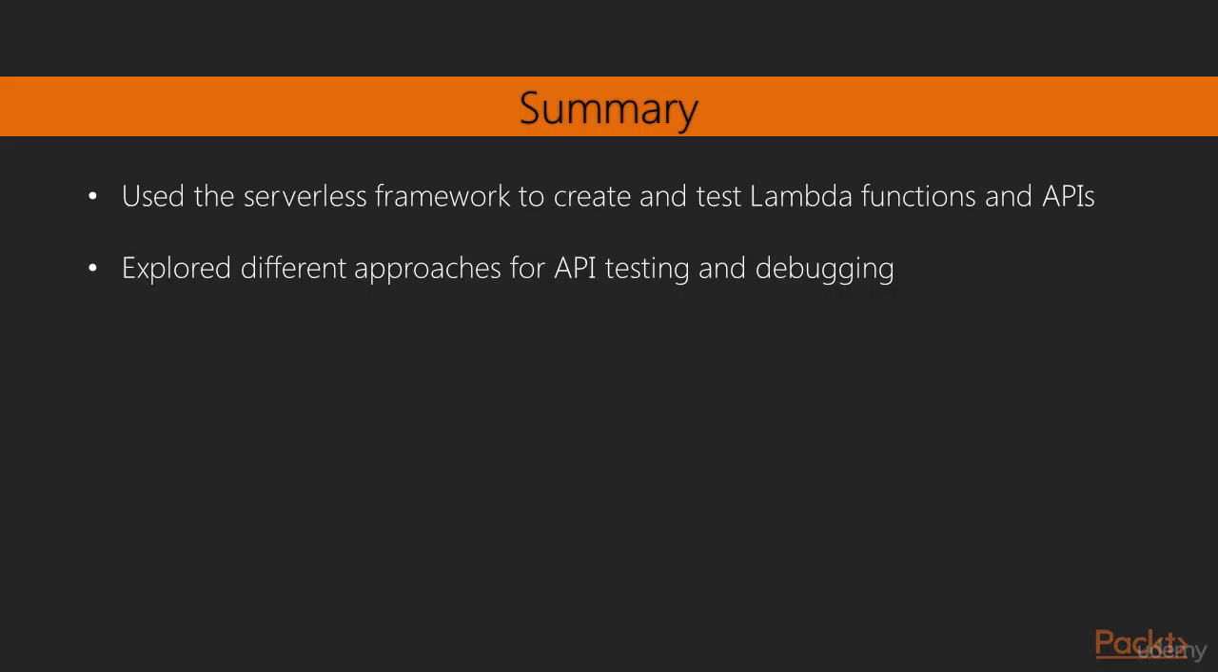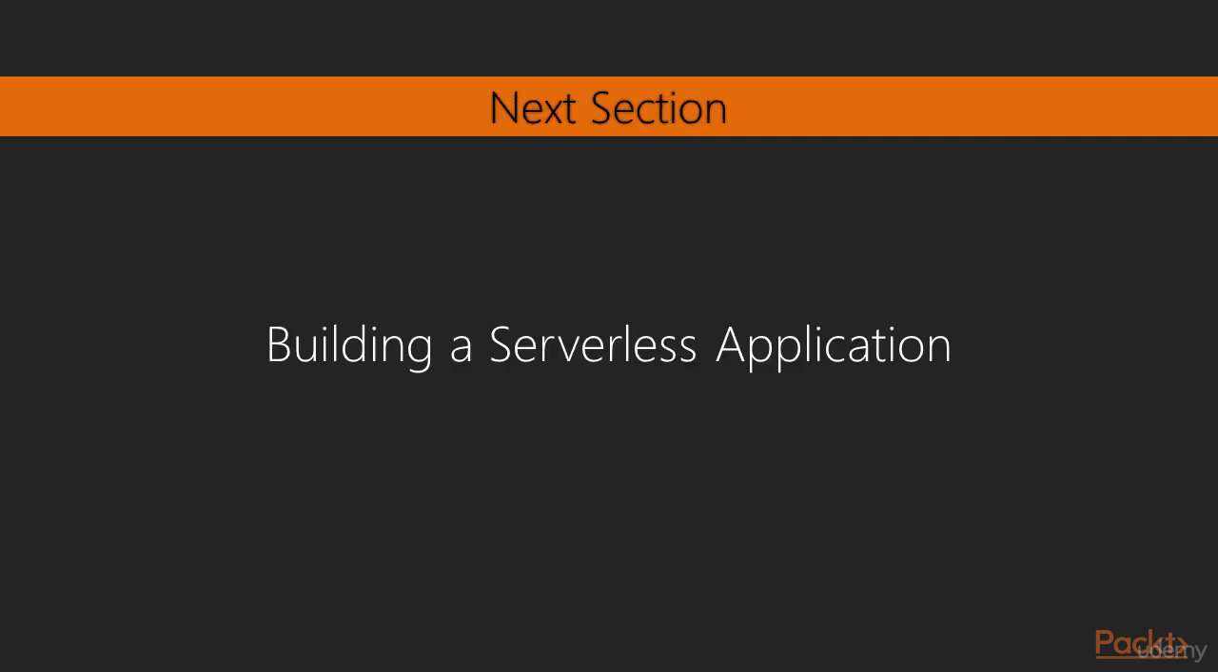In this section, we learned how to use the serverless framework to create and test Lambda functions and APIs, and we tried out different approaches for API testing, Lambda testing, and debugging. Now we have all the things to build a real application. So in the next section, that's what we are going to do. Building a serverless application. See you there.